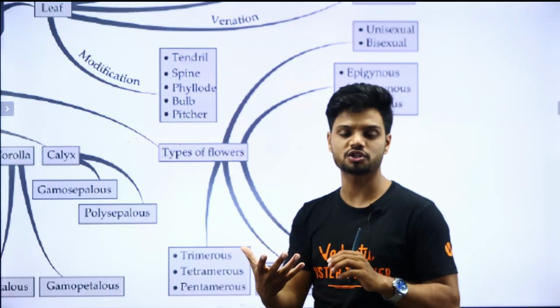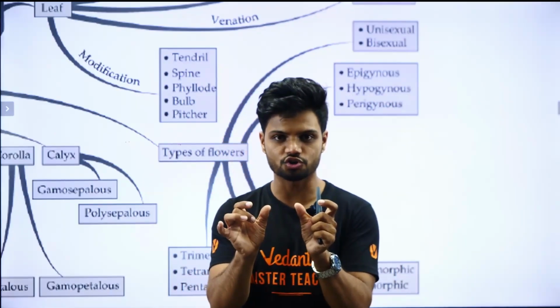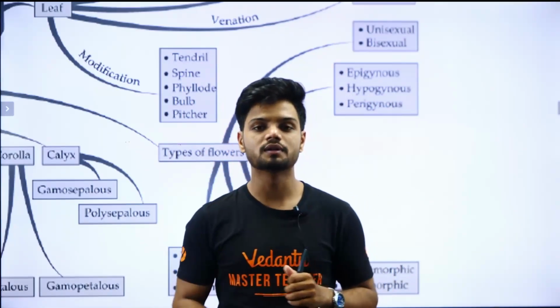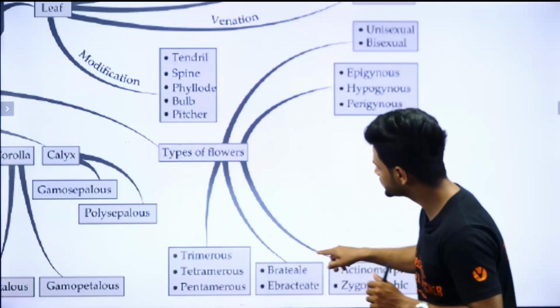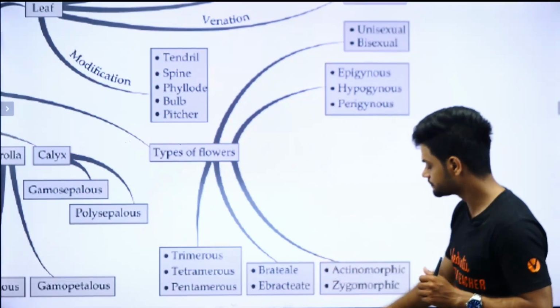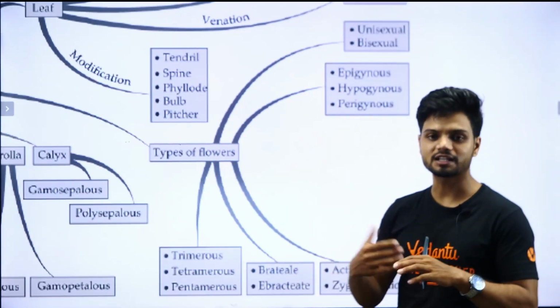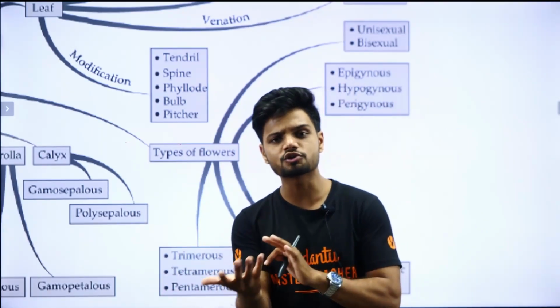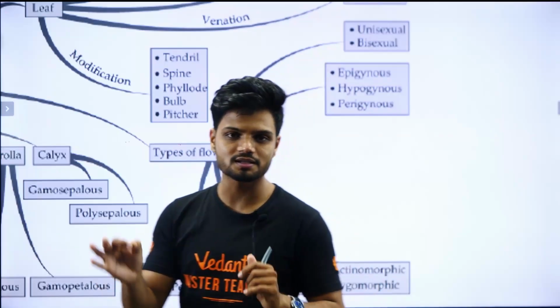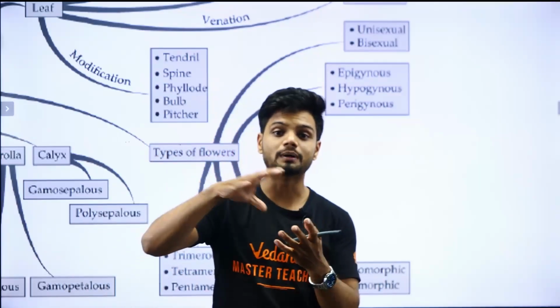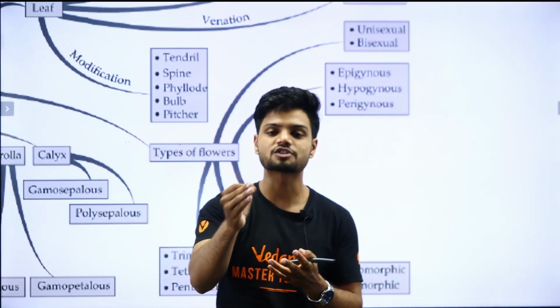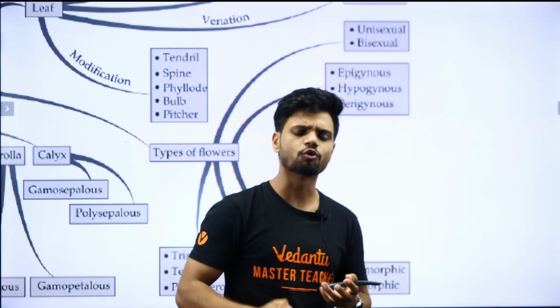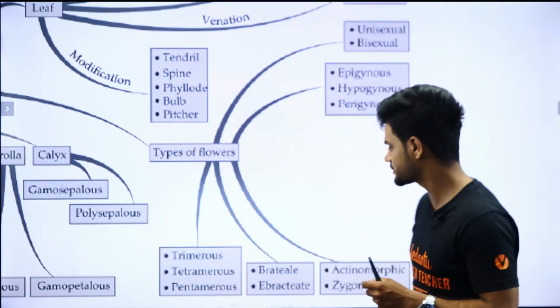Bracteate condition is the condition in which we have a leaf-like structure present at the base of the flower. That is bracteate. If bract is present, it is bracteate. If bract is absent, ebracteate. But what is the function of bract? The main function of bract is protecting the flower in the bud stage. And the same bract is also green in color. It can also do a bit of photosynthesis.